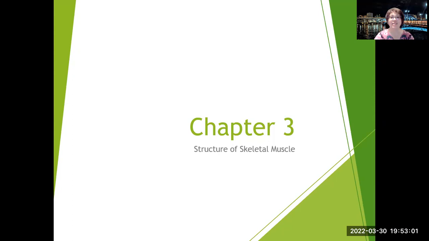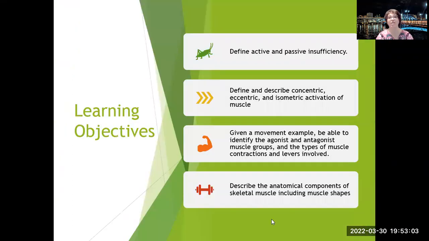Love it. So for our learning objectives, we want to define active and passive insufficiency. We will be talking about this a lot, so we'll start there. I want you to be able to describe eccentric, concentric, and isometric activation of muscle. Given a movement example, I want you to be able to identify the agonist and antagonist muscle groups, the type of muscle contractions and levers involved, and describe the anatomical components of skeletal muscle, including muscle shapes. So let's start with some terminology.